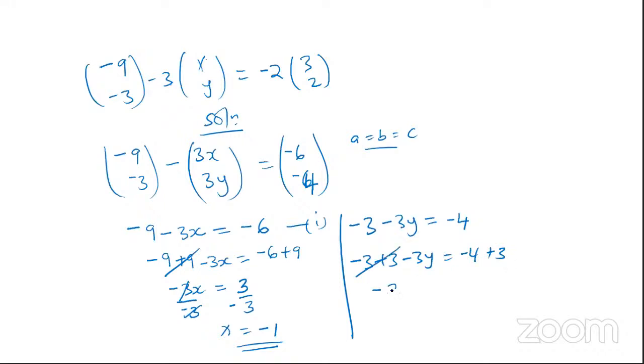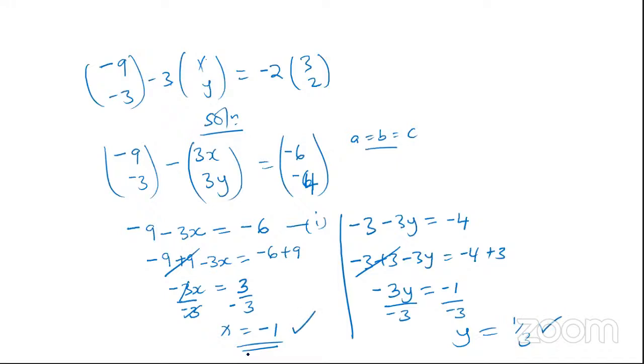So this one will disappear. So we shall have minus 3y is equal to minus 4 plus 3, we get minus 1. So you divide it through by negative 3 by negative 3, and our y will be 1 out of 3. Quite easy and quite simple.